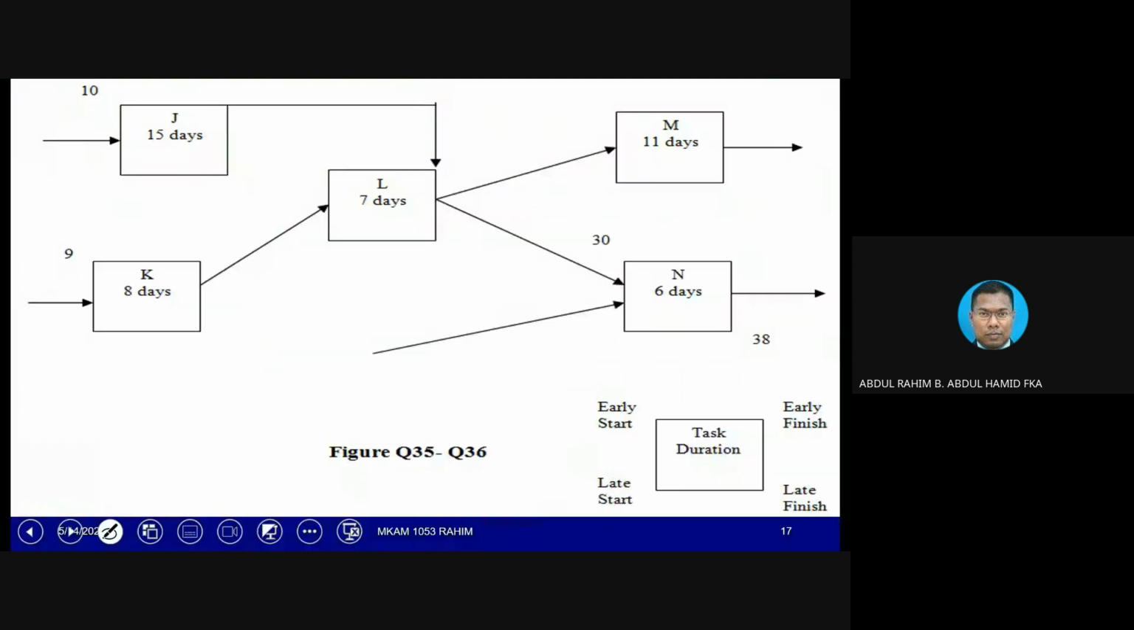Okay, another example. Very simple theory, but some people might not get the concept right. We are given the value of early start here, and then we want to know what the early start value of L is, for instance.